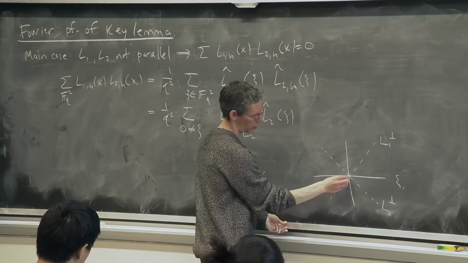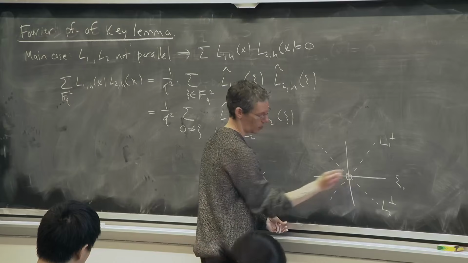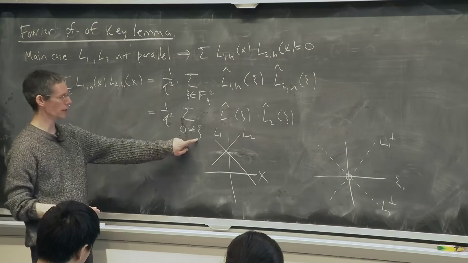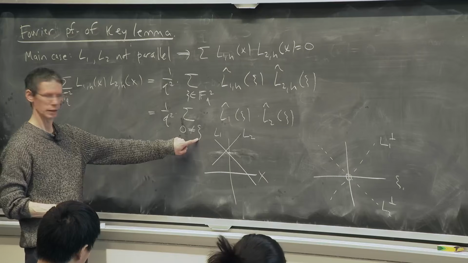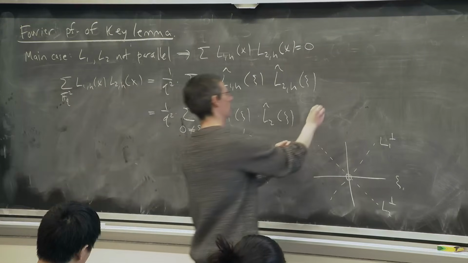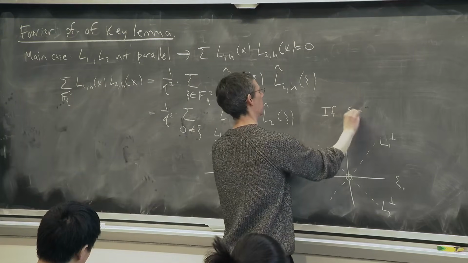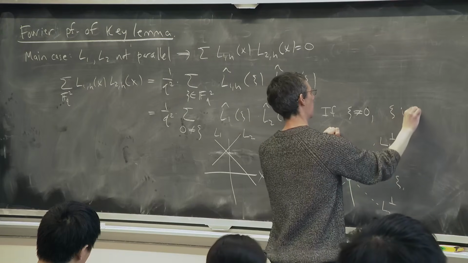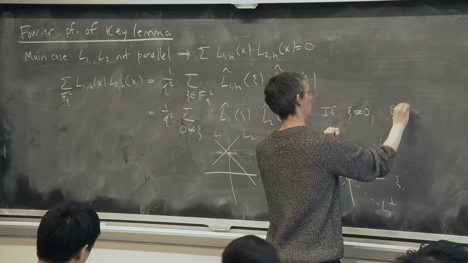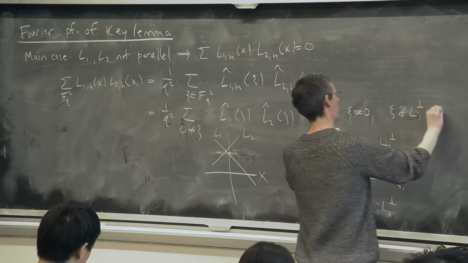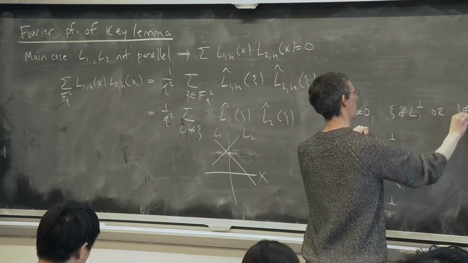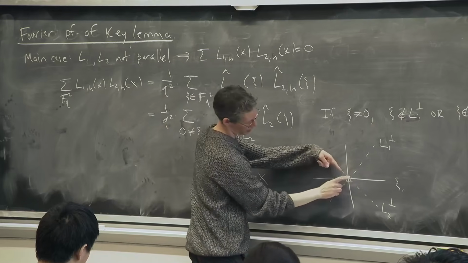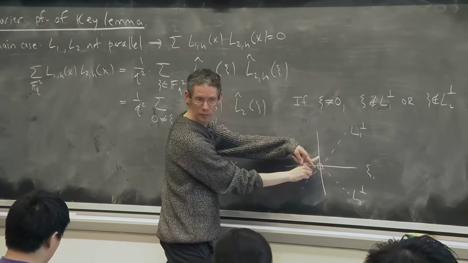And L1 perp and L2 perp intersect only at 0. So here I'm summing over non-zero frequencies. So if xi is non-zero, then either xi is not in L1 perp, or xi is not in L2 perp, because those two perps only intersect at the origin.